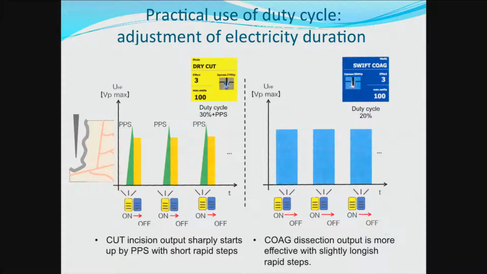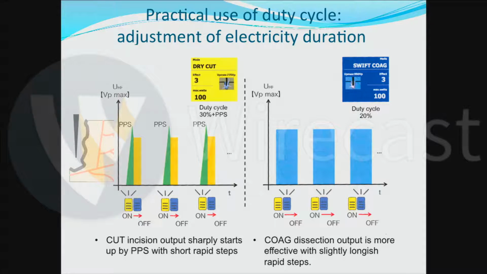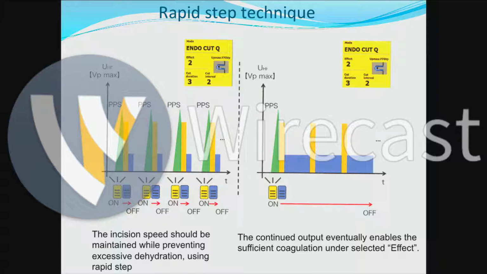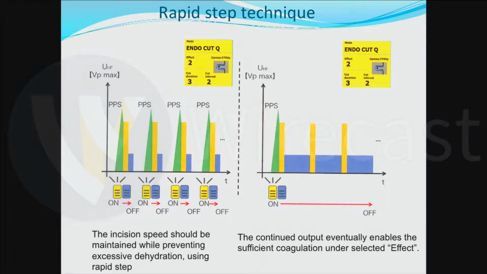In order to make up for this time lag, output power setting is important, or voltage control mode. The rapid step technique exactly adjusts a single current duration by an appropriately short period. Then it controls incision speed and prevents excessive dehydration and carbonization.